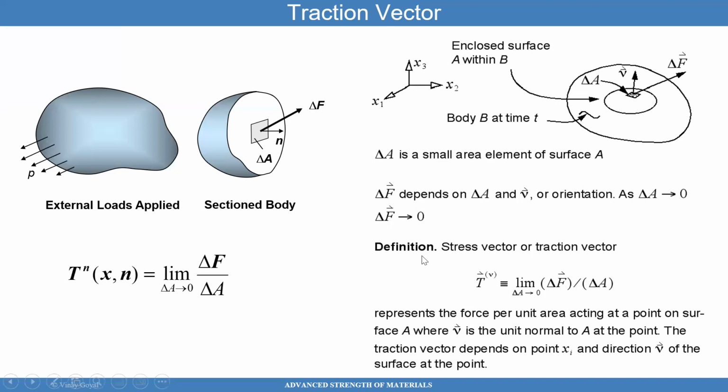So the stress vector T that I'm talking about, which is a vector, has normal n, and represents the force per unit area acting at a point on the surface A, where n, I use V here, but n is the unit normal to that area I'm looking at that point. And that traction vector T varies across that surface.